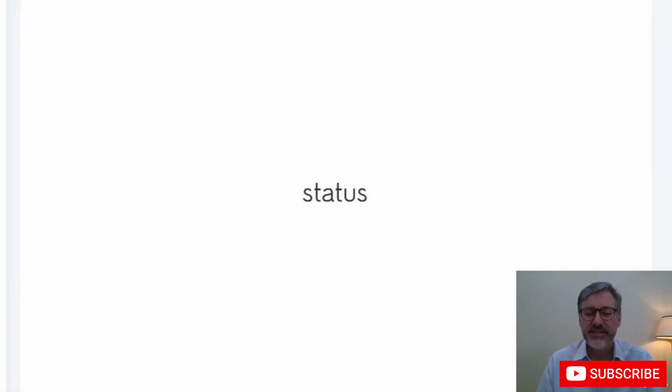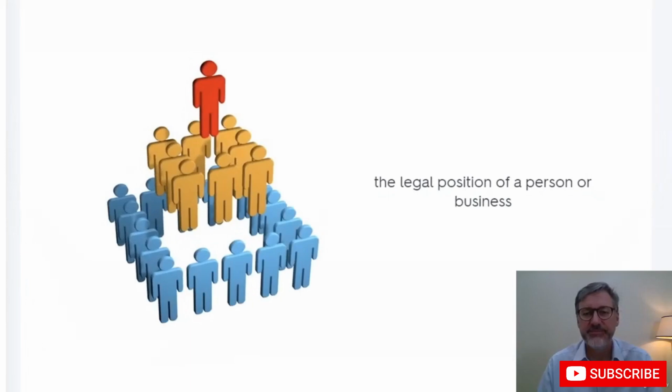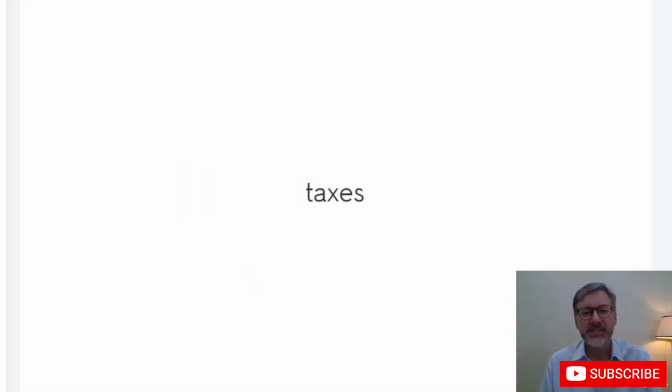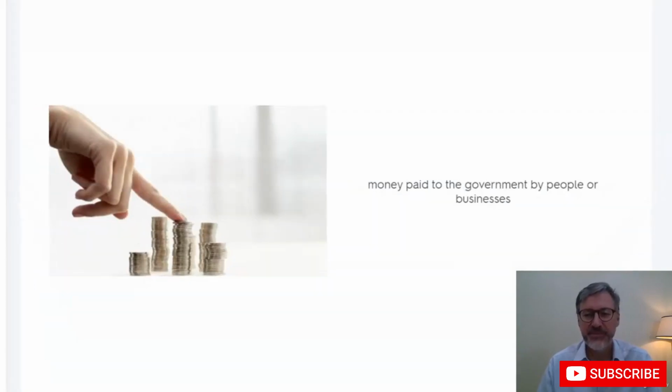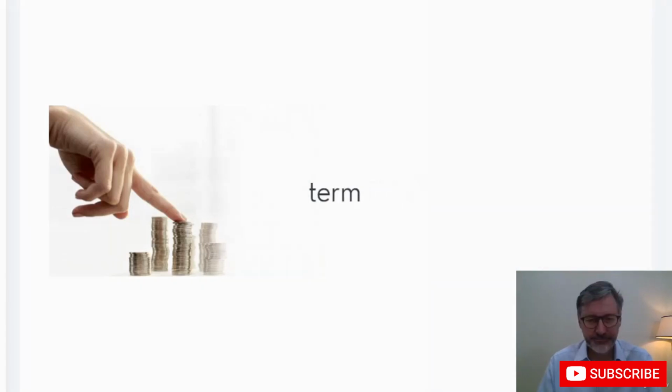Status. The legal position of a person or business. What's the legal status of that business? Is it properly registered? Tax or taxes. Taxes are money paid to the government by people or businesses. Businesses must pay part of their profits to the government as a tax.